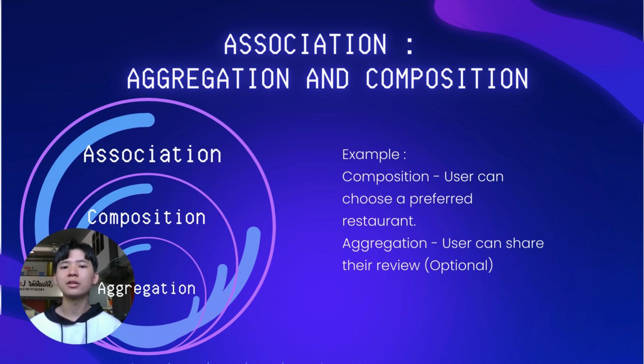For aggregation, we can do it like the user can share their review. After the order, he can share the review or he can choose not to share the review. So the review is the parent and the order is the child. But the order can exist without the parent.